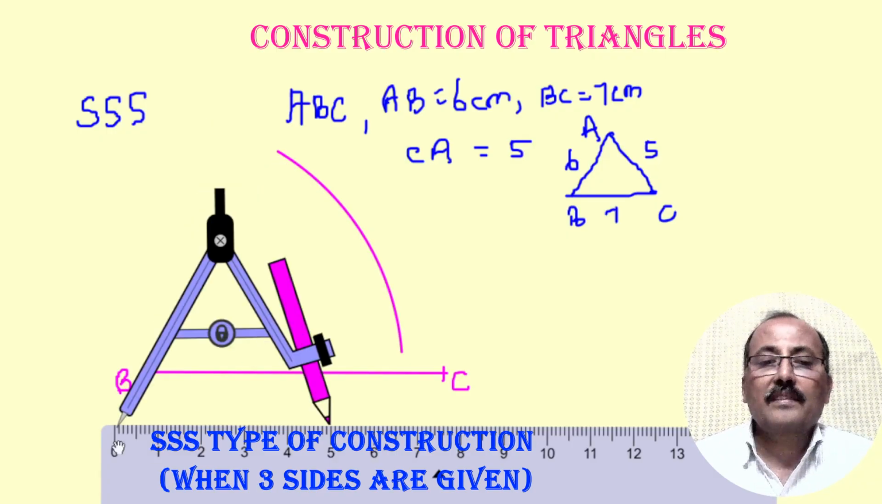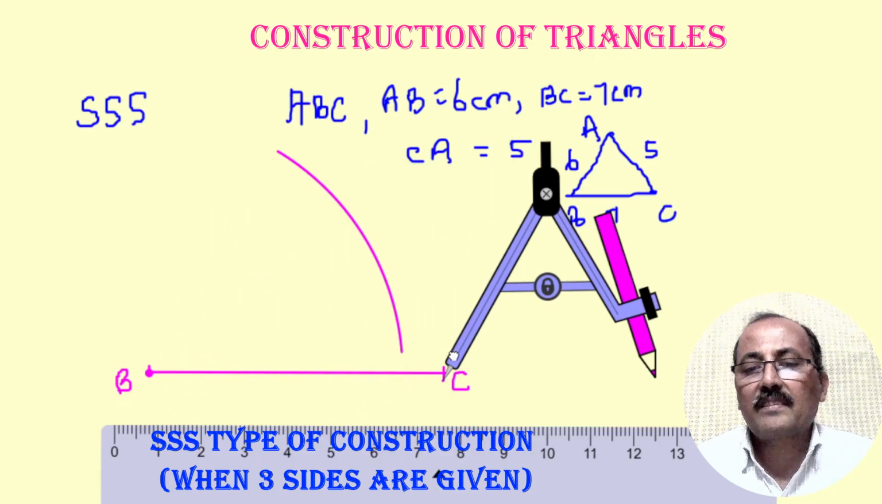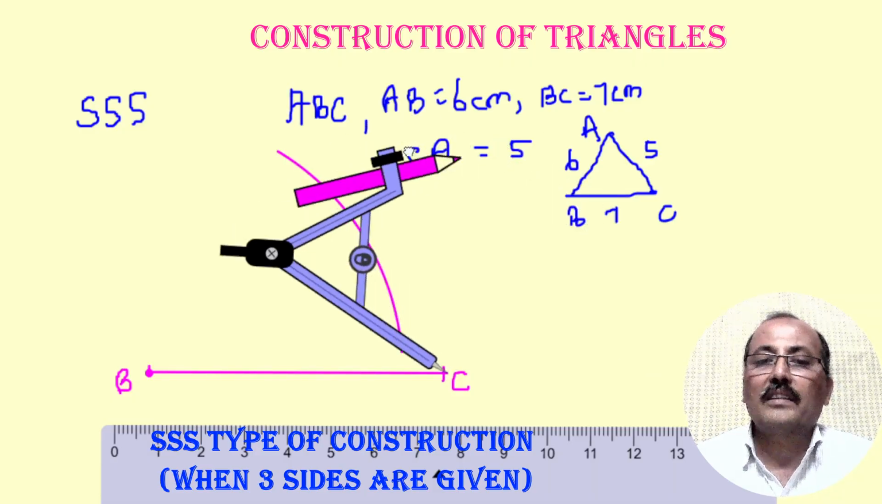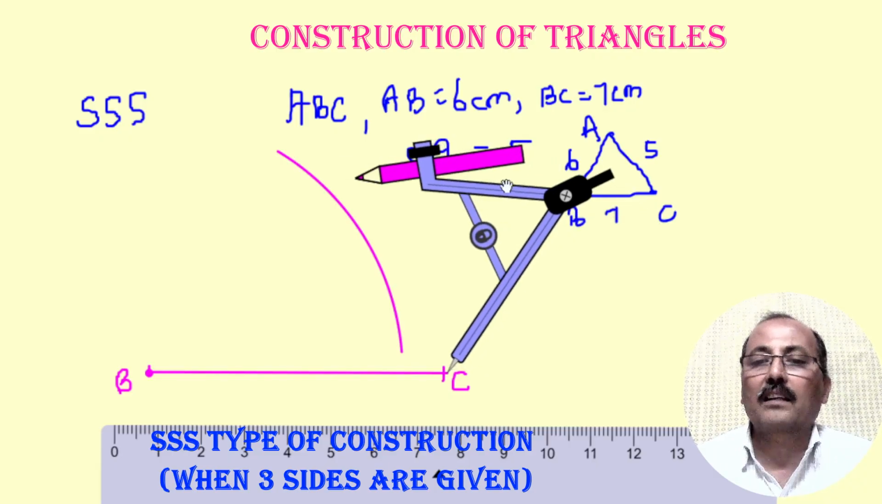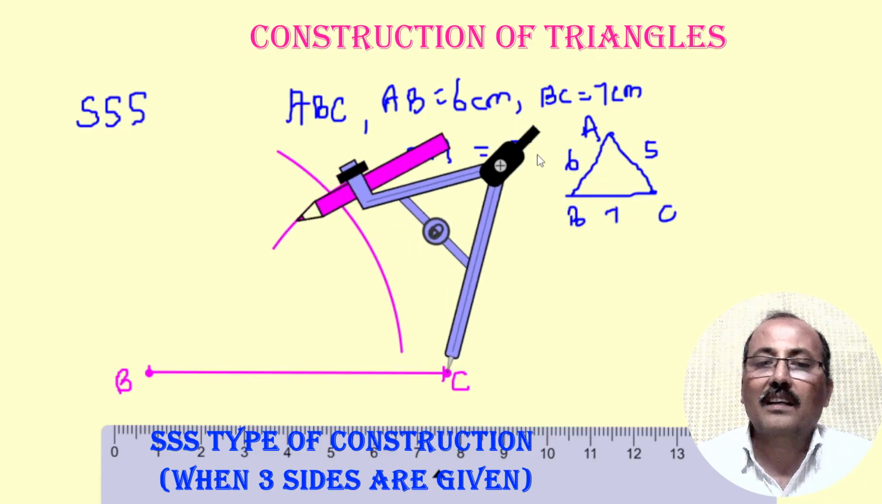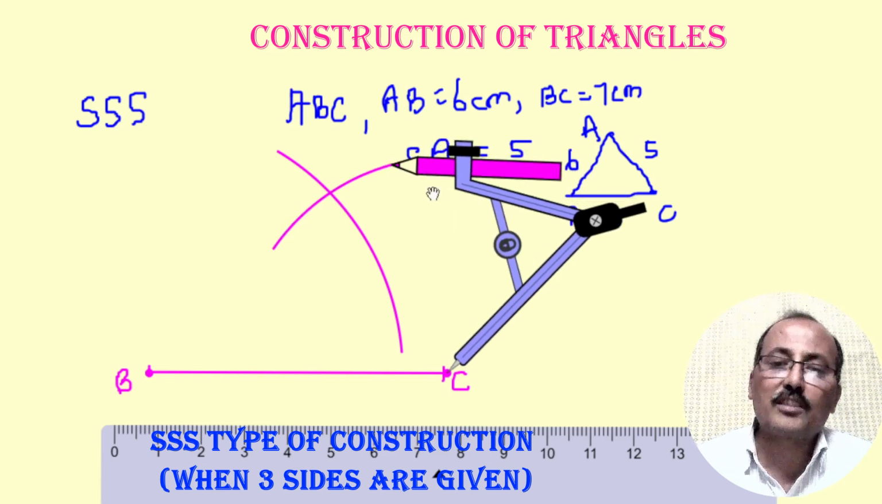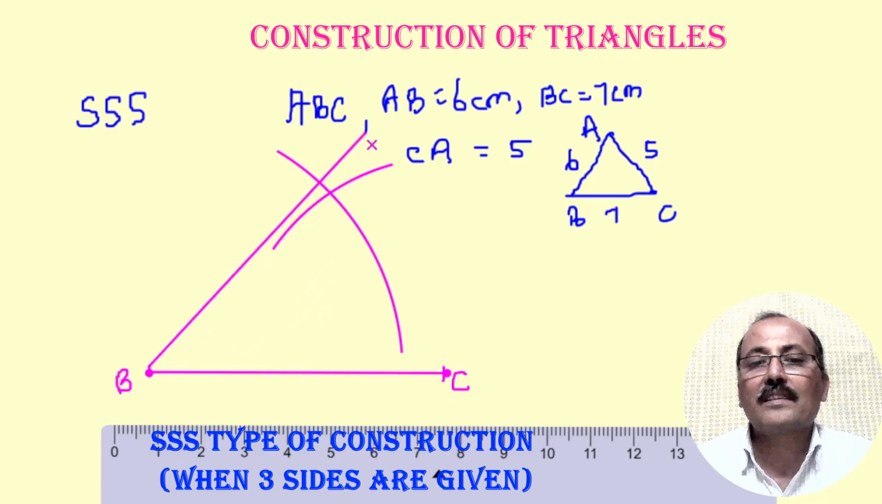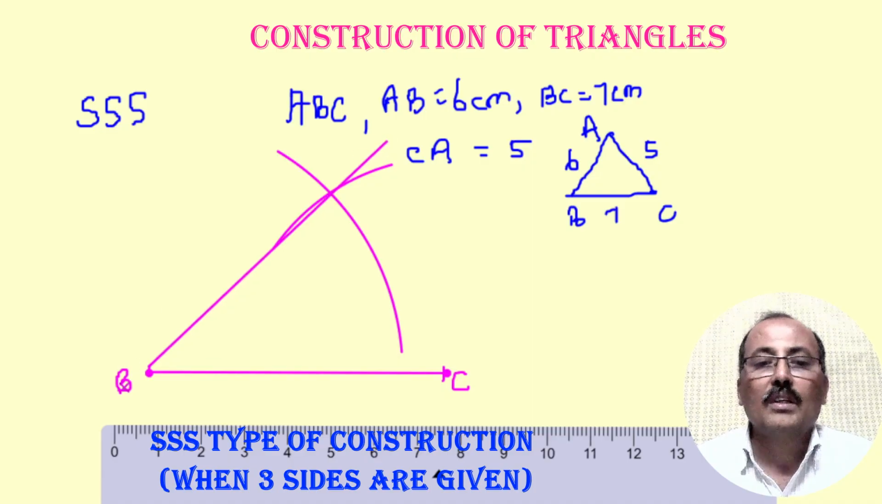Again, take the compass and take 5 centimeter. Now keep this end at C and try to draw an arc. Cut the intersecting arc. Now I am cutting the previous arc, where I have drawn the arc already. Now remove the compass and join using the ruler. The ruler is allowed in the tool.